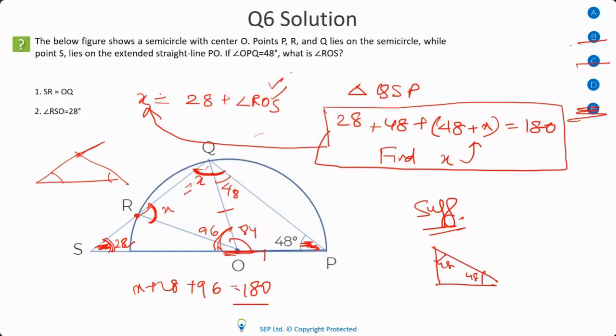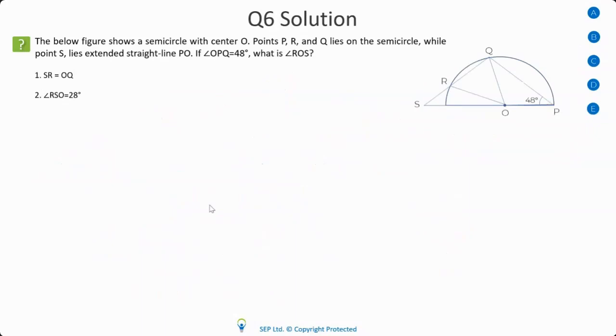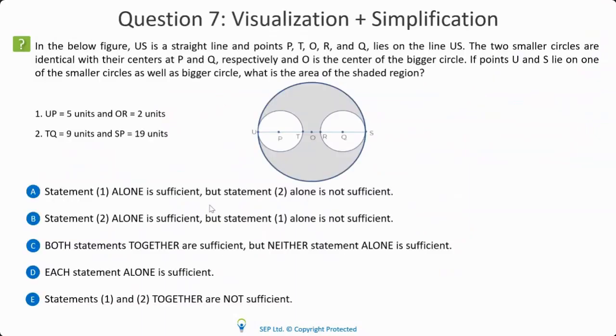Okay, guys. So I'm moving on to the next question. I think this is perfectly clear. Here's the 7th question on circle, which is based on visualization and simplification. This is something which I expect most of you should be able to do. It's not that difficult.